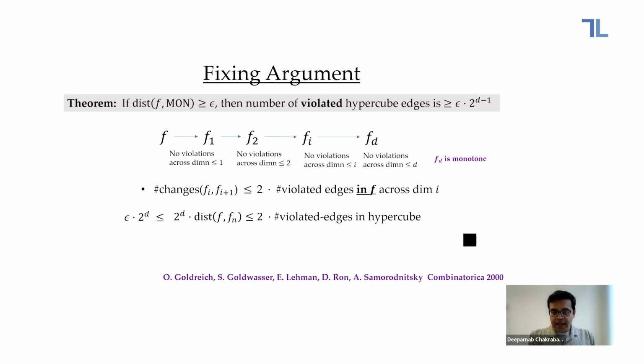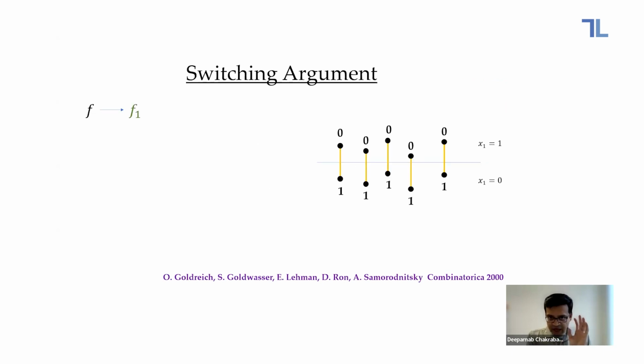Okay. So the argument is called a switching argument. It's a very nice argument. So let me just tell you what the switching is from f to f1. Okay, so I fix the dimension 1. So think of this line. All the points below are the points with first coordinate 0. All the points above are the ones with first coordinate 1. And these yellow edges are precisely the edges which violate monotonicity across this dimension. So it has 1 where it should have been 0, and it has 0 where it should have been 1.